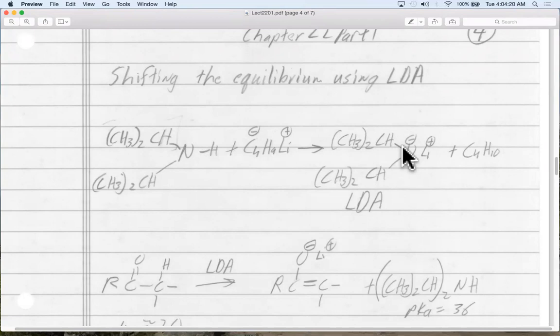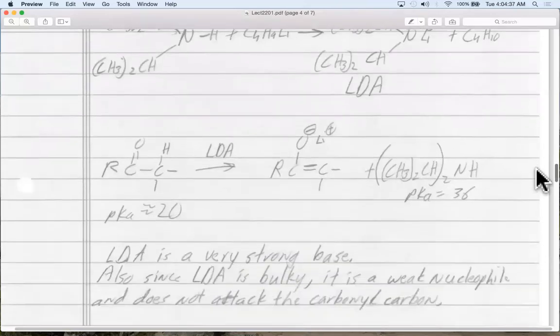Also notice that the 2 isopropyl groups are very large. Therefore, this compound does not act very easily as a nucleophile because of the bulkiness of it. But it will be a very, very good base. So what happens when we add LDA to this reaction is whenever it pulls off this alpha hydrogen, it traps the equilibrium far to the right because this compound is very non-acidic. It's got a very large pKa. So therefore, the equilibrium lies very strongly to the right.